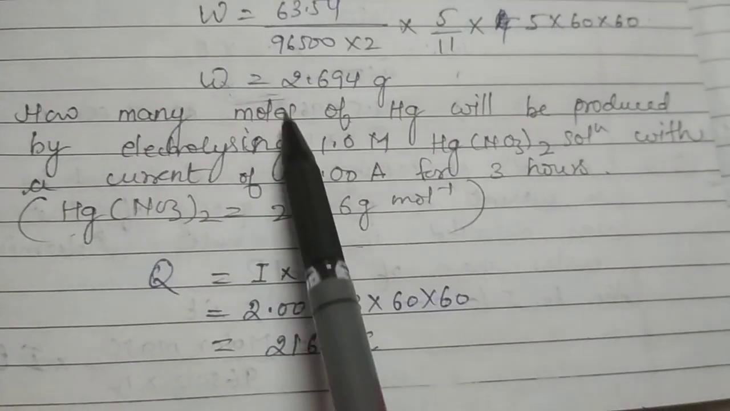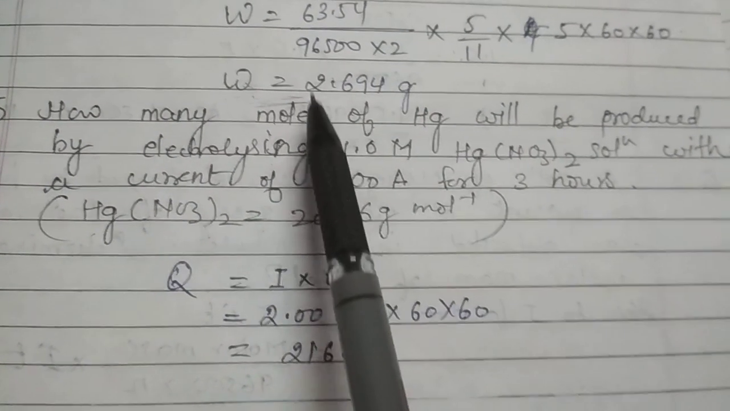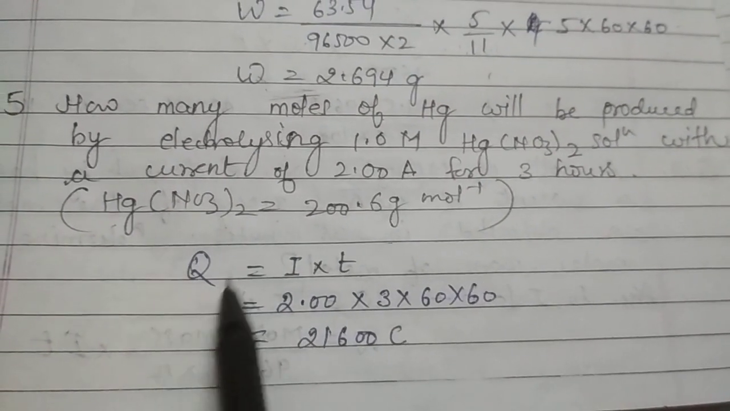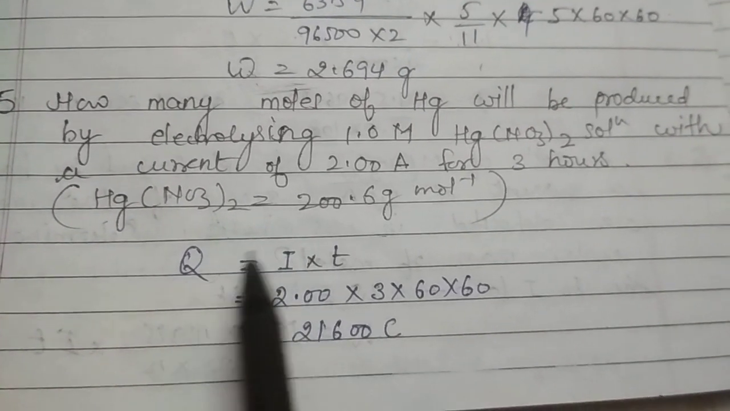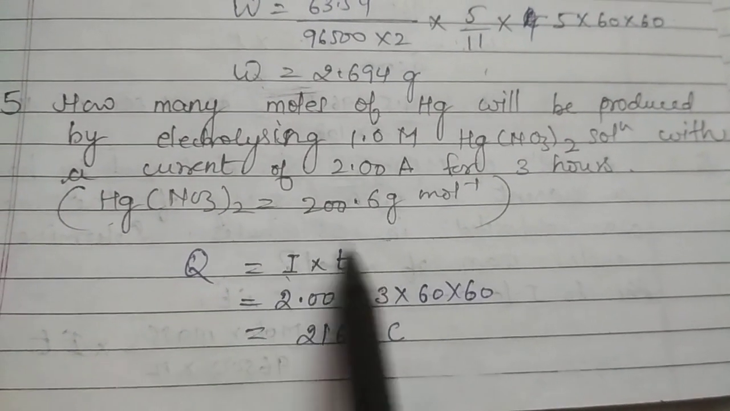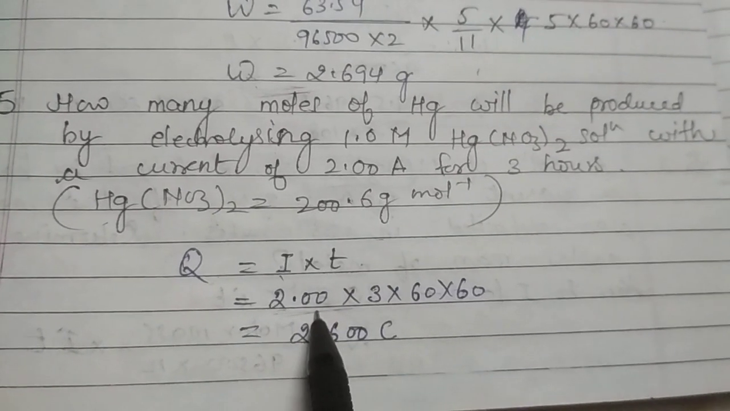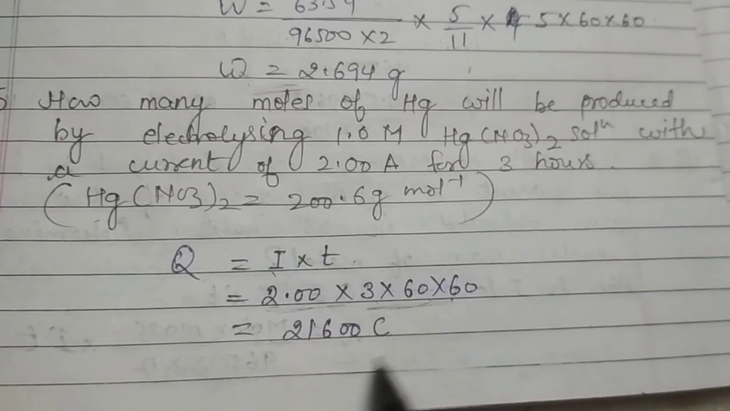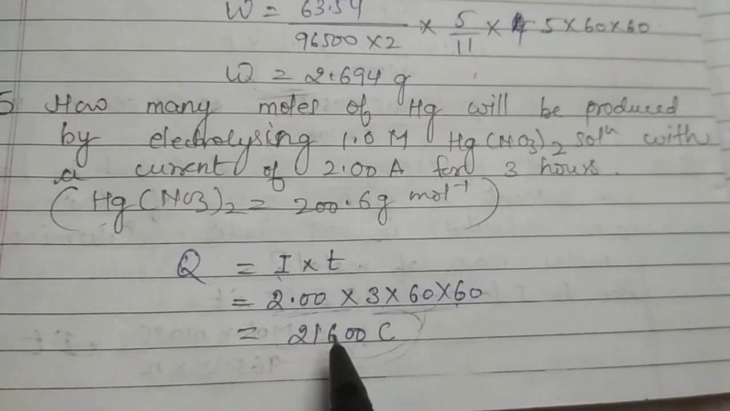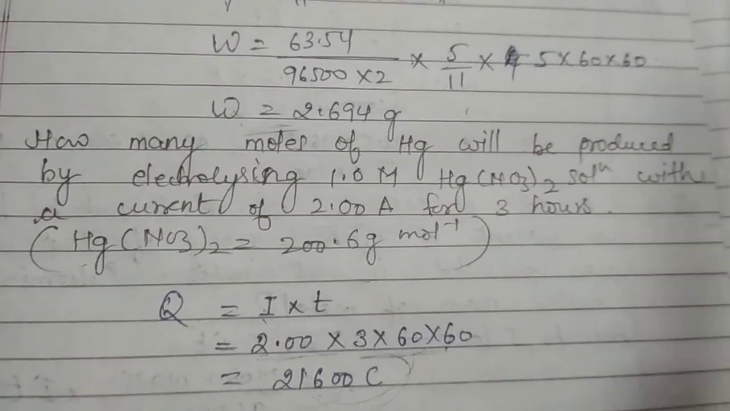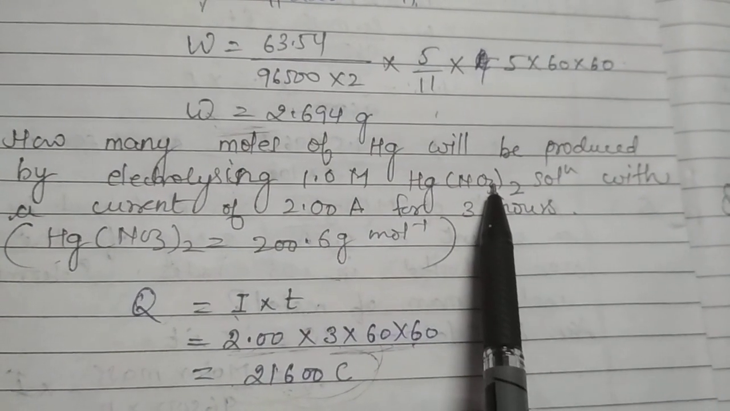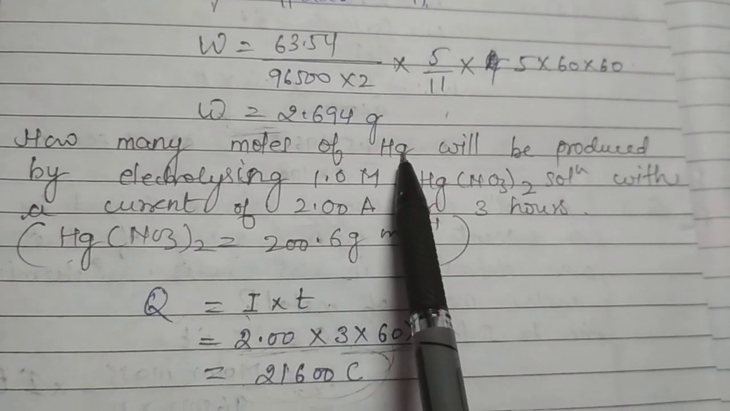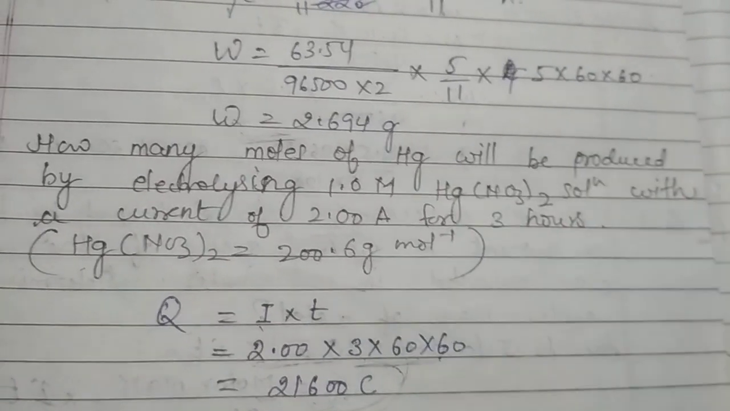So here we are having two ways to solve this problem. Either we can put the formula directly and calculate, or the other way is first we are to calculate the charge. Charge is equal to current into time. So the current is given as 2 ampere. Time we will convert into seconds, by which we would be able to calculate the charge in Coulomb. And as we have been given the mercuric nitrate solution, so we will see the electrolysis of mercuric nitrate solution as we are to calculate the moles of Hg.